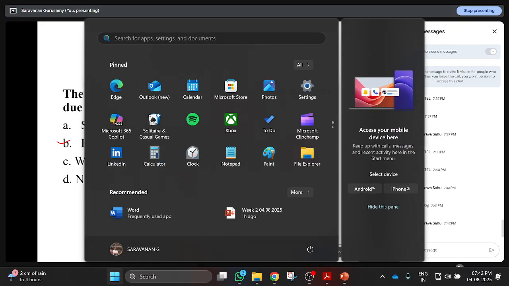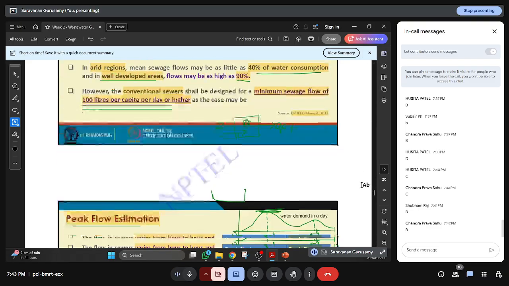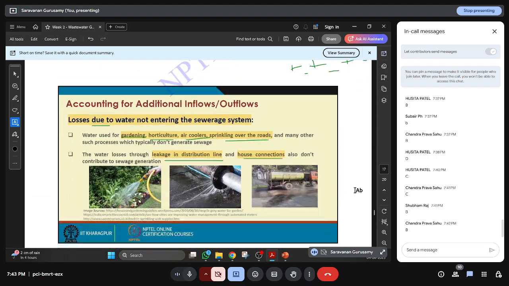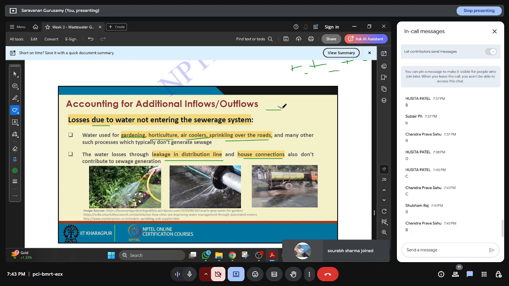See, let me go to the PPT and tell you. We are talking about the additional inflows and outflows. So infiltration will increase, institution will increase, private water supply will increase. What are the losses? Here, see, I am supplying 100 liter per capita per day. So in your home there are 4 people. So I am supplying 400 liter per day to your home. But you are using 40 liters for road sprinkling. That will evaporate. That will not come to your sewer. Sewer is what you are generating in your household. You got it? Okay, sir. So that will be a loss.